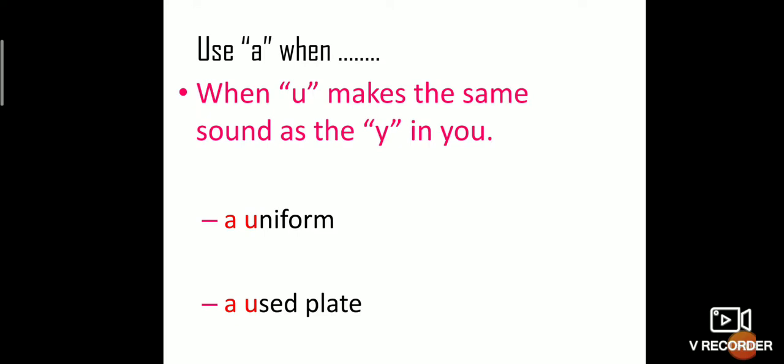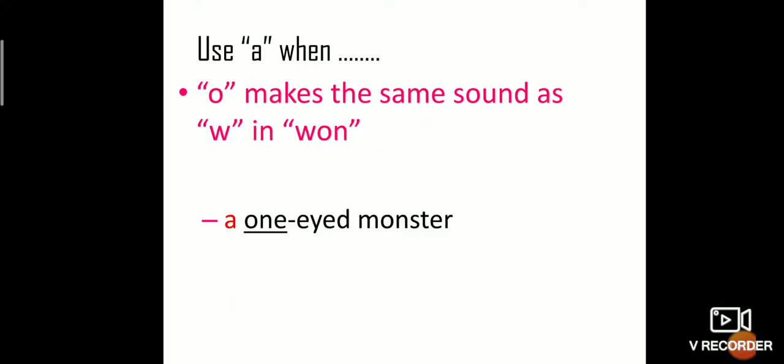Used plate. Used begins with the Y sound. Y is again a vyanjan in Hindi. So it's a used plate. And we use A when O makes the same sound as W in one. W gives the W sound. So don't get confused.